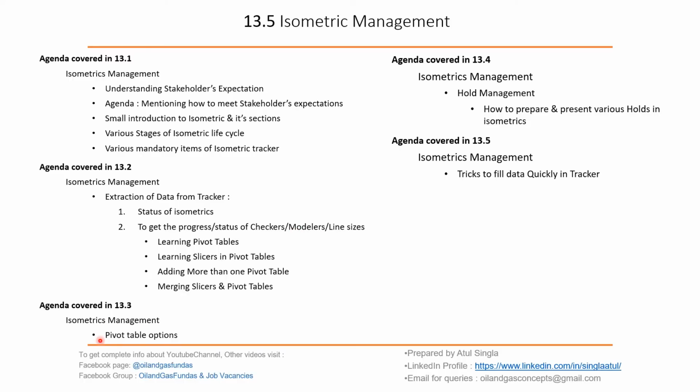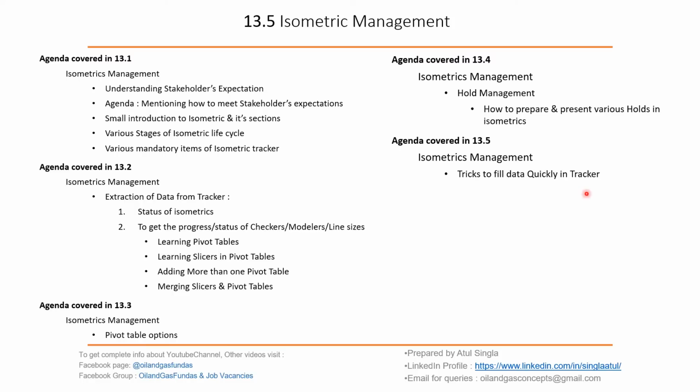Then we went into details of pivot table. We discussed all the pivot table options which are already available in the Excel tools. Then we had a look at various holds, and how to manage all the holds to fast track the isometric production phase, and how to prepare and present various holds in isometric to management and the project team.